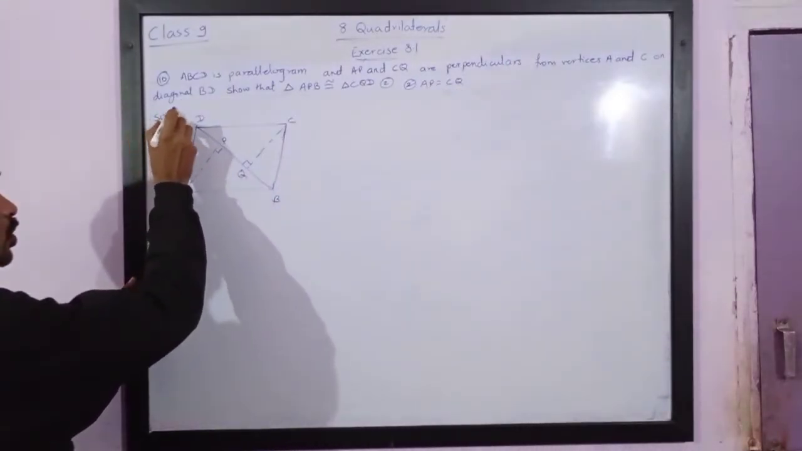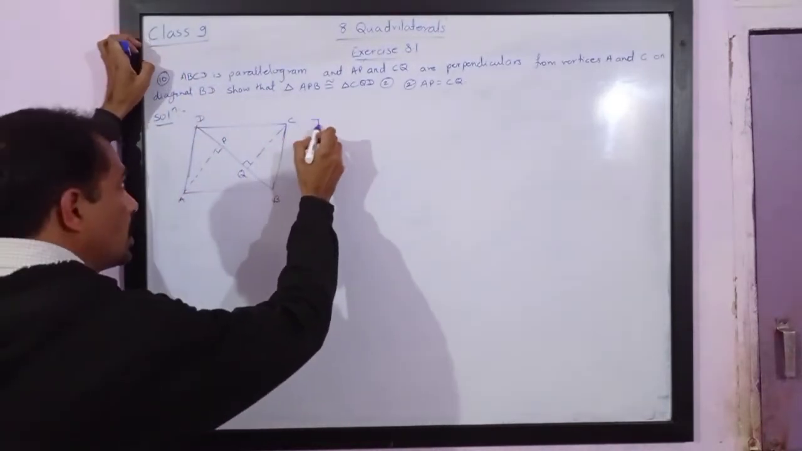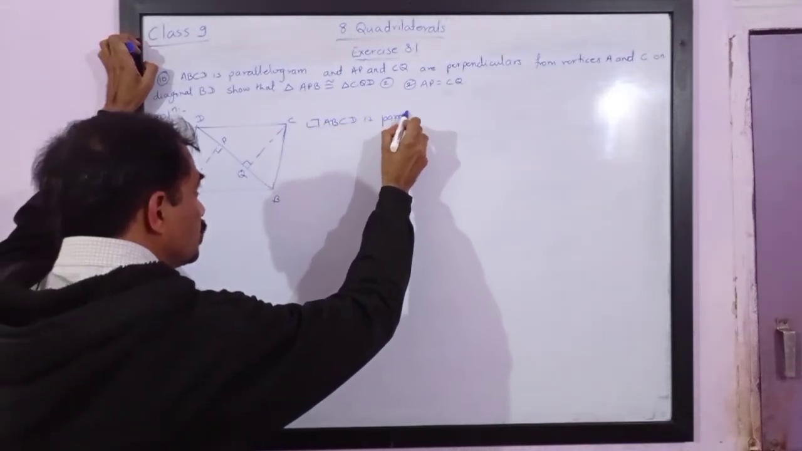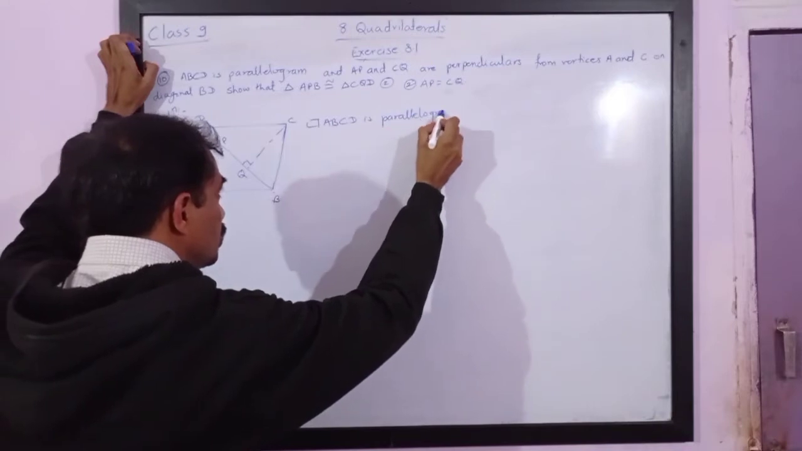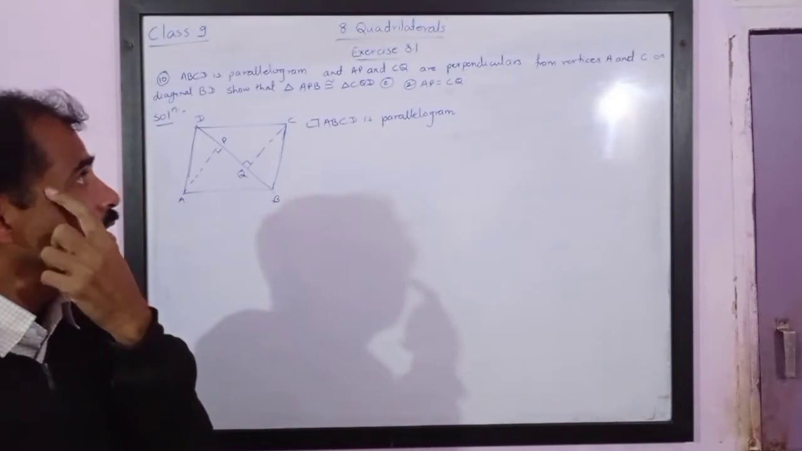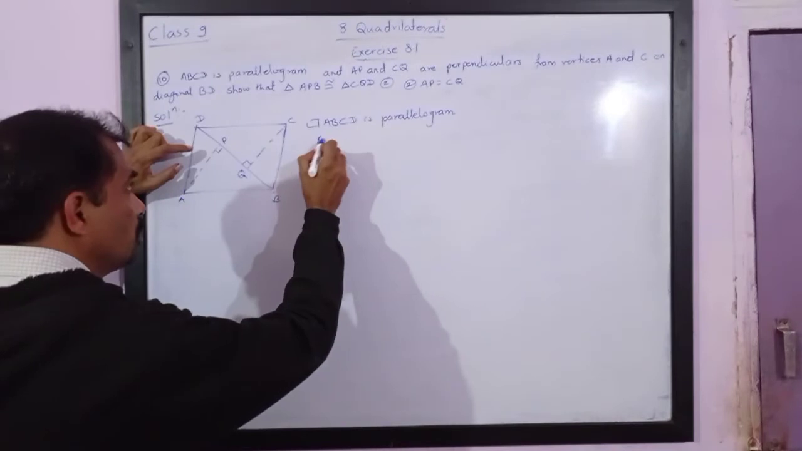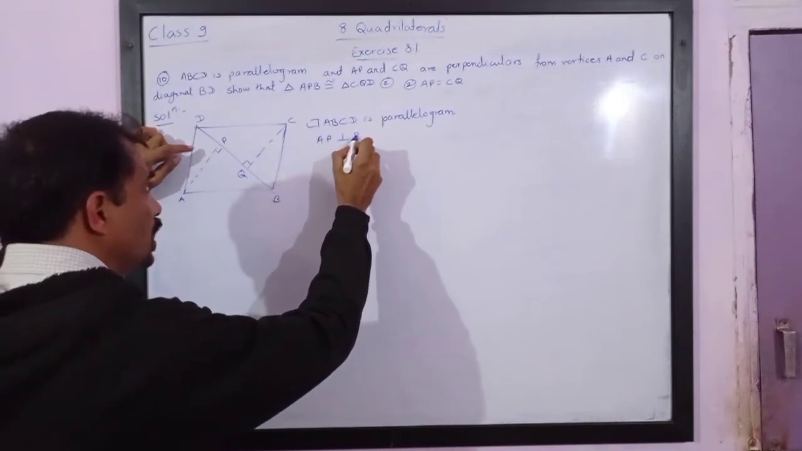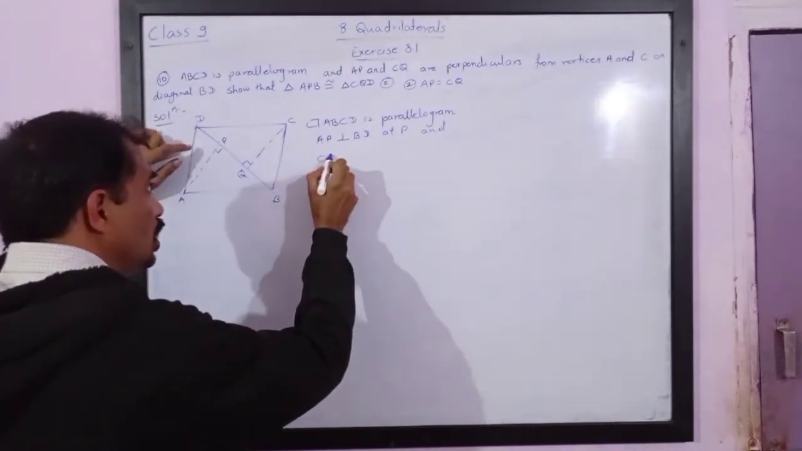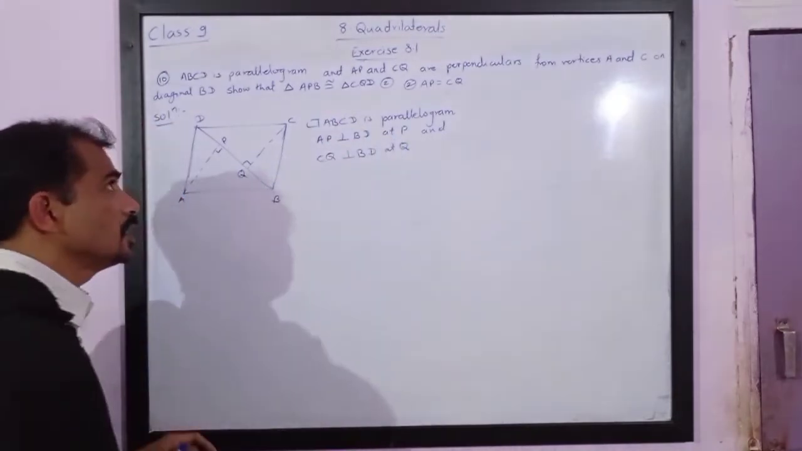In order to show this, we first need to write the given things. We are given quadrilateral ABCD is a parallelogram. We are also given that AP and CQ are perpendiculars on diagonal BD. It means AP is perpendicular to BD at P, and CQ is perpendicular to BD at Q. This is given to us.